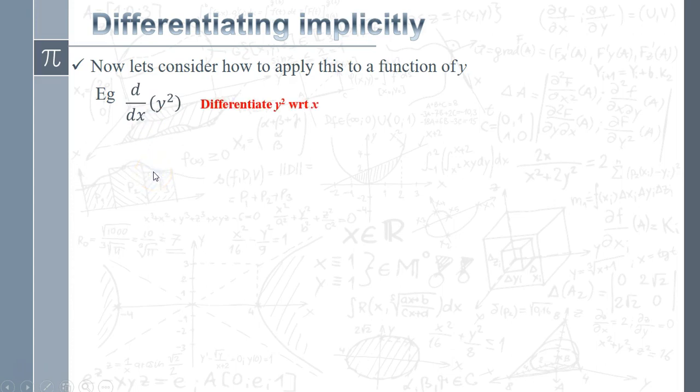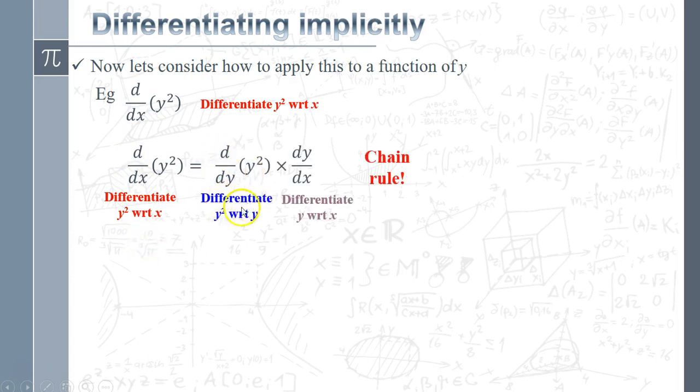So what I'm going to do is differentiate y squared with respect to x, and I'm going to do it by differentiating y squared with respect to y, and then multiplying it by dy/dx. We've got a chain rule thing going on here, because the dy would cancel against the dy there. So hopefully you can see that this is simply d/dx of y squared.